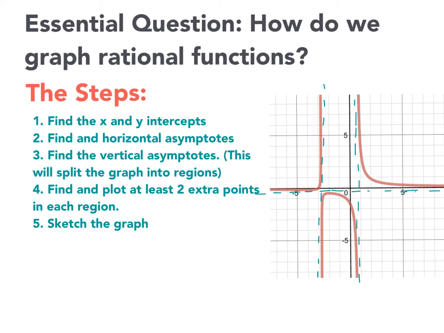See, this one has 3 regions. And then we're going to find and plot 2 extra points in each region. So once we have these regions separated, we'll just find a couple points inside of here, plot them, and connect them to sketch the graph. So let's look into each step.